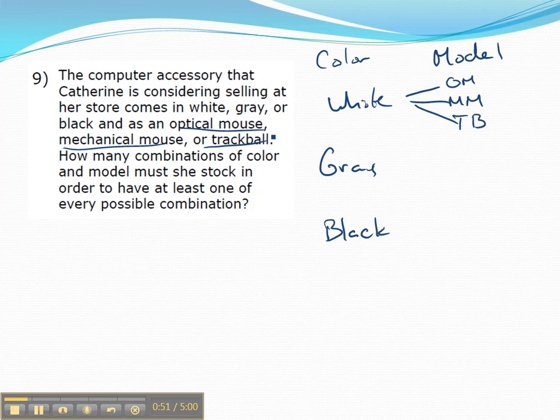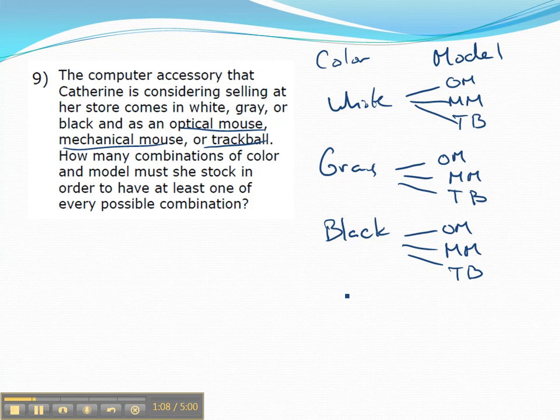So she could choose a white optical mouse, a white mechanical mouse, or a white trackball. Or she could choose a gray optical mouse, gray mechanical mouse, or gray trackball. Or a black optical mouse, black mechanical mouse, or black trackball. She has 3 choices of color and 3 choices of model.